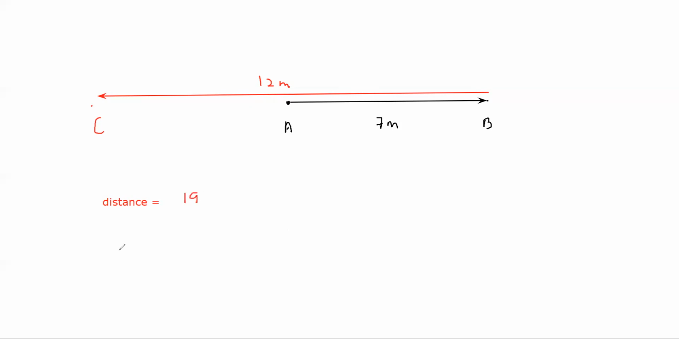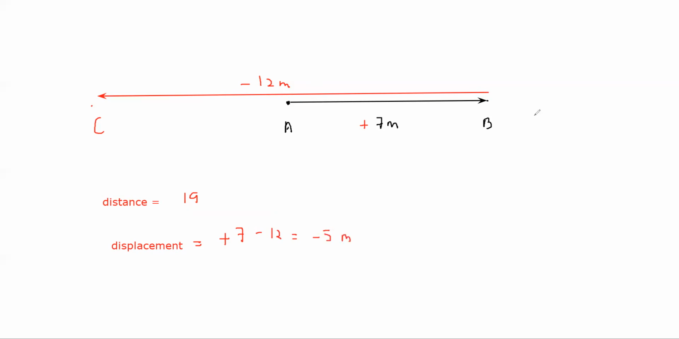But for calculating the displacement, now it's up to you. Whichever one you take as positive, the other one should be negative. Example, if I'm taking the right hand side as positive, then the left hand side will be negative. So what is the displacement? Plus 7 and minus 12. So plus 7 minus 12, what will I get? I will get minus 5 meters.